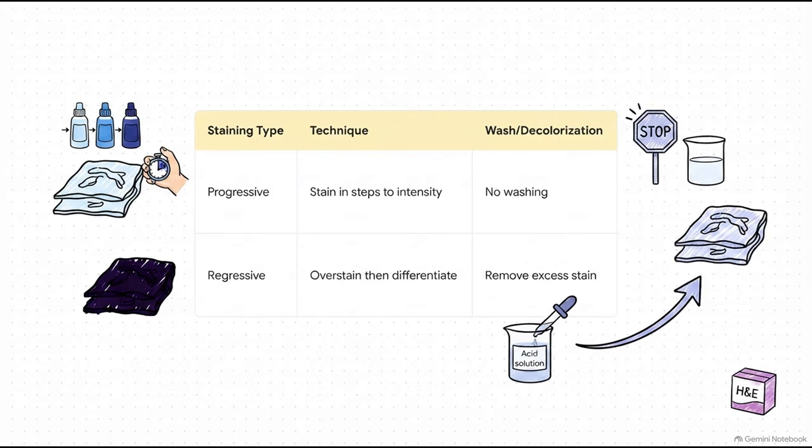Regressive staining is the exact opposite. We intentionally over-dye everything so it's deeply, deeply colored. Then we perform a step called differentiation. Basically, we go backward by washing it with an acid solution to pull the excess color back out until the specific structures we want are perfectly isolated. Routine H&E stains commonly use this regressive method.